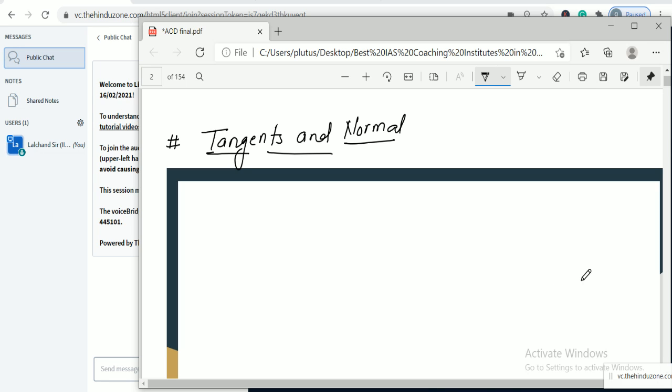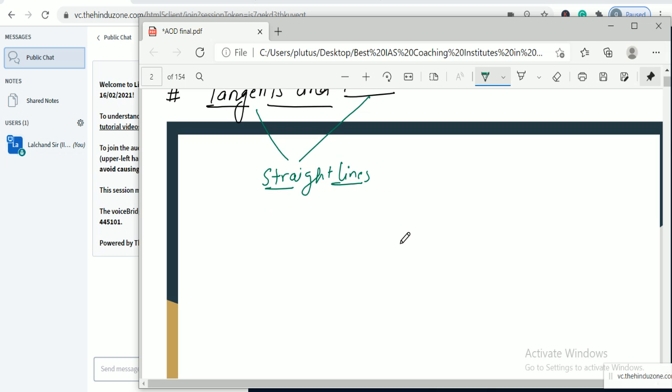So basically tangents and normal both are simply lines. If we talk about tangents and normal, these are simply straight lines. So we need to write the equation of these two straight lines. The condition for writing the equation of a straight line is simply one point and a slope. If we have a point and a slope, we can write the equation of tangent as well as normal. So let us suppose there is a function y equal to f(x).